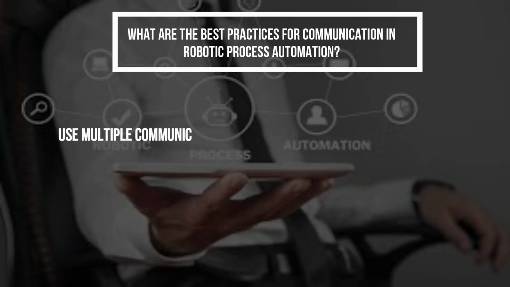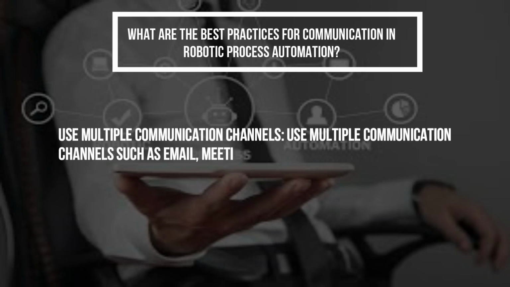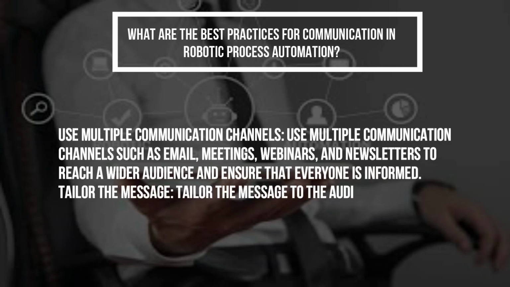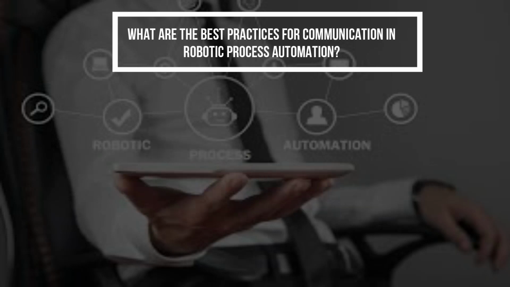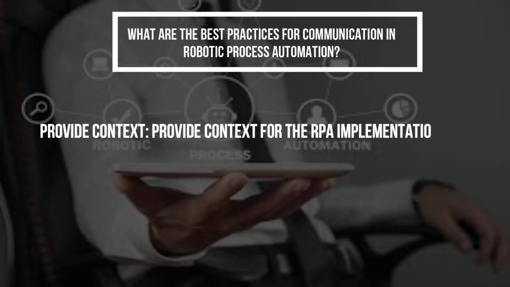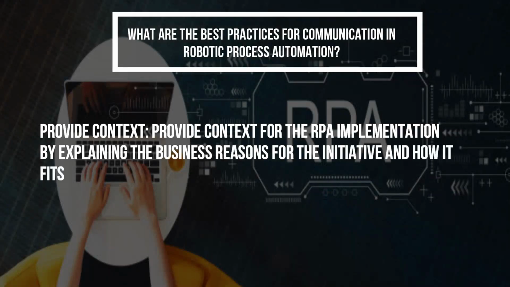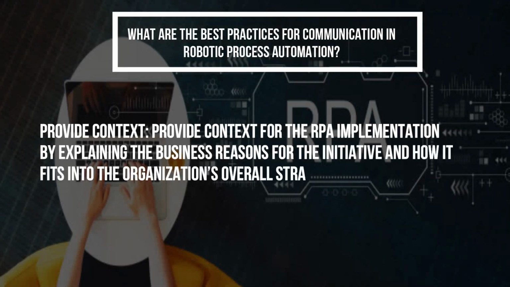Use multiple communication channels. Use multiple communication channels such as email, meetings, webinars, and newsletters to reach a wider audience and ensure that everyone is informed. Tailor the message. Tailor the message to the audience to ensure that the information is relevant and understandable. Provide context. Provide context for the RPA implementation by explaining the business reasons for the initiative and how it fits into the organization's overall strategy.